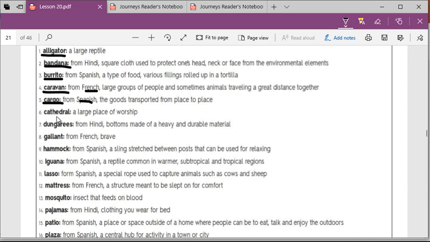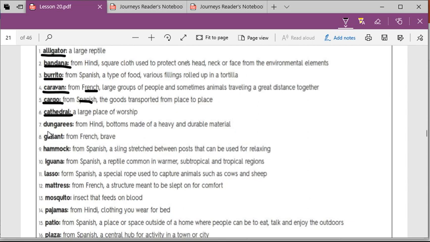Cathedral, this is a large place for worships. Worships, like when we as Muslims, we worship Allah. Other people, they can do worships in different places. A cathedral is a place for Christians mostly. Then the next word is dungarees.